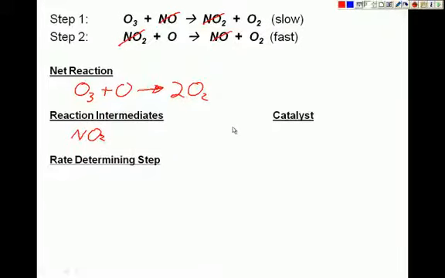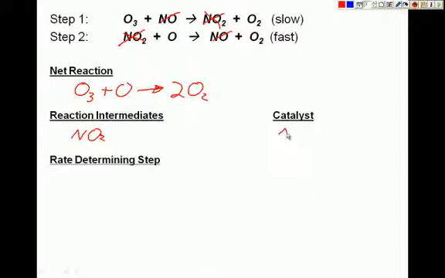Now, you may be wondering, NO2 is our reaction intermediate, but what about NO? Do we start with NO? Yes, we do start with NO. Do we finish with NO? Yes, we do finish with NO. So we start with NO and we finish with NO. It does cancel out. So this is called a catalyst.